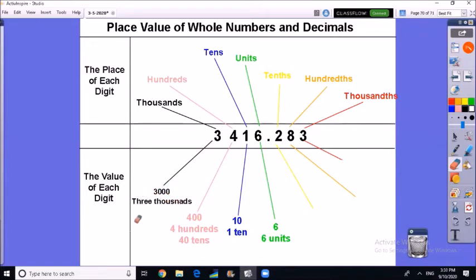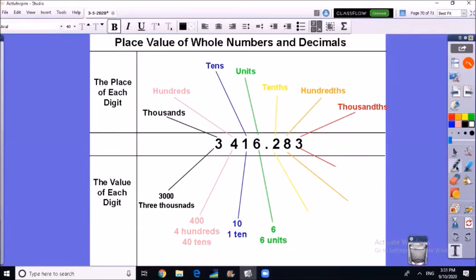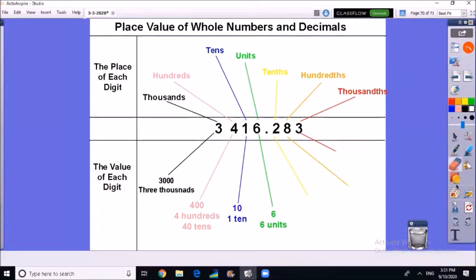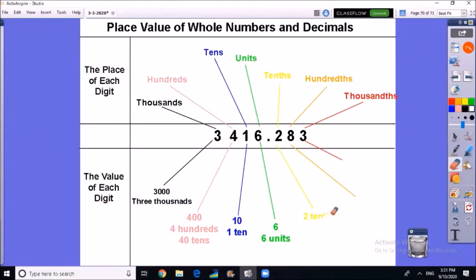And as we agreed before, 3,000 can be 3 thousands or 30 hundreds or 300 tens. All right, what about after the decimal point? 2 tenths. What is the meaning of 2 tenths? You can write it in words, or you can write it as a decimal or as a fraction. 2 tenths means 0.2, or as a fraction, 2/10.